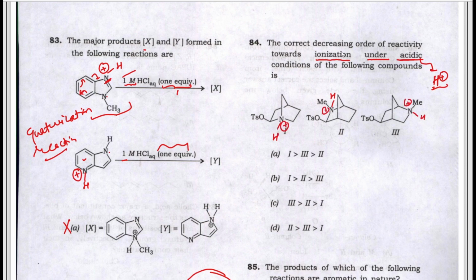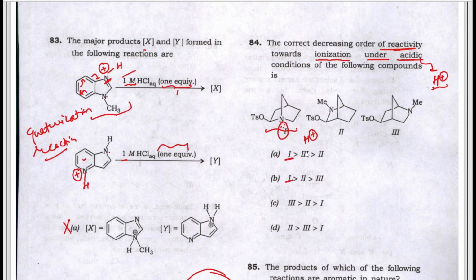So we have to check the reactivity of these compounds in ionization. So we know that in the first case there is no steric hindrance, and this nitrogen can easily donate its lone pair of electrons to the H positive, and the resulting ammonium ion will be stabilized. Clear? So maximum reactivity will be of the first.